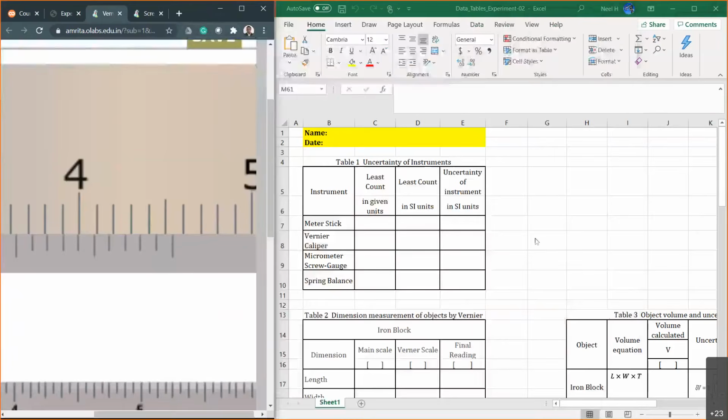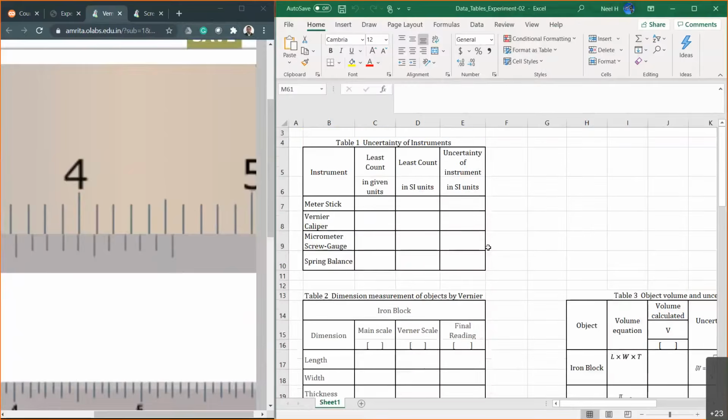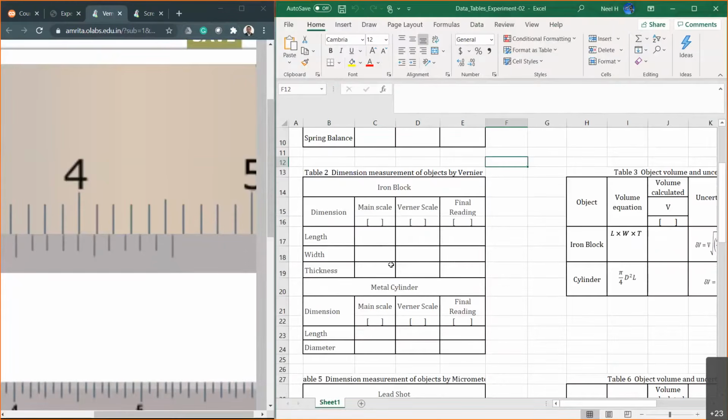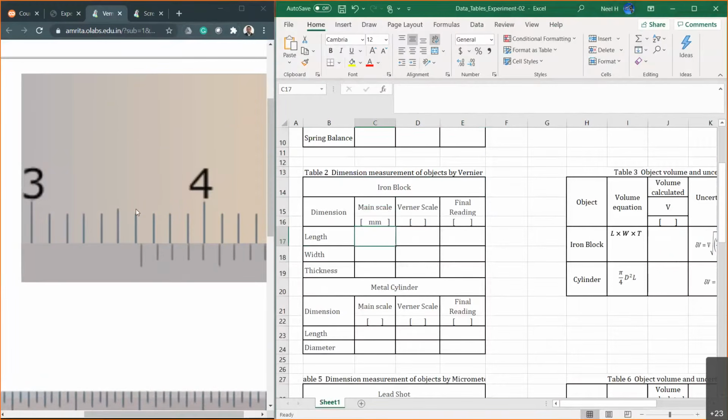Now you go into your lab data sheet. Don't worry about table number 1, I will talk about that in a bit. We are now working on table number 2, dimension measurement of objects by Vernier. We are working on the iron block, measuring length, and the main scale units we are interested in keeping are millimeters. You will see in a bit why. So the length on the millimeter scale, I'm reading the closest line to the left of the zeroth starting point of the gray scale, the Vernier scale. That is the 36th line. You read that.